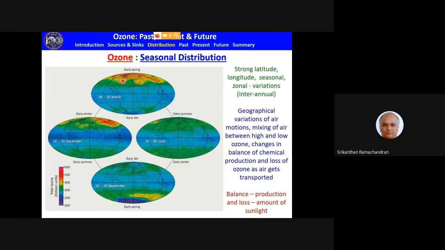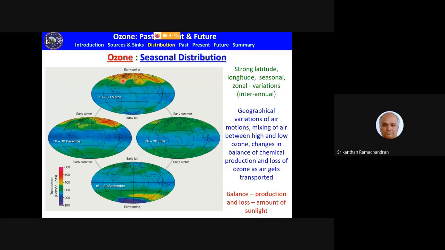Why is this distribution different from where it is produced? This occurs because of geographical variations of air motions, mixing of air between high and low ozone, changes in the balance of chemical production, and loss of ozone as the ozone-rich air gets transported. So the amount of ozone depends on the production and the loss of it, and the amount of sunlight that is available for this reaction to occur.